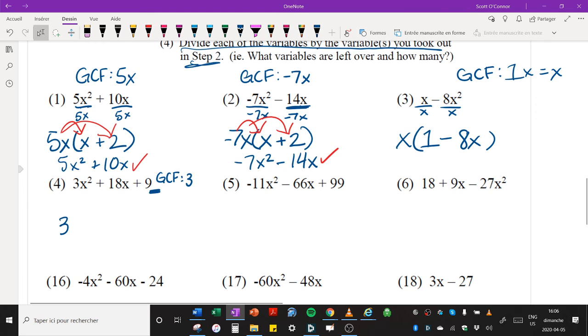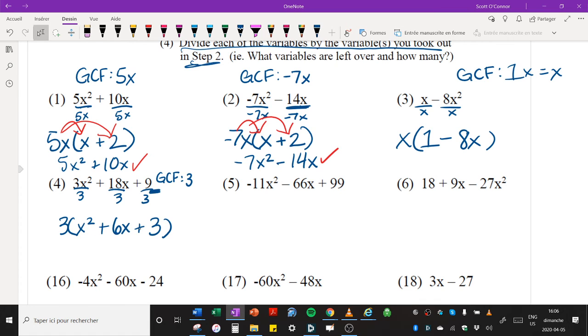So I put 3 on the outside of my brackets here, and now I'm going to divide each of the terms by 3. 3x squared divided by 3, and that just gives me x squared, because 3 divided by 3 is 1. 18x divided by 3 gives me 6x. 9 divided by 3 gives me 3, and there is my answer.